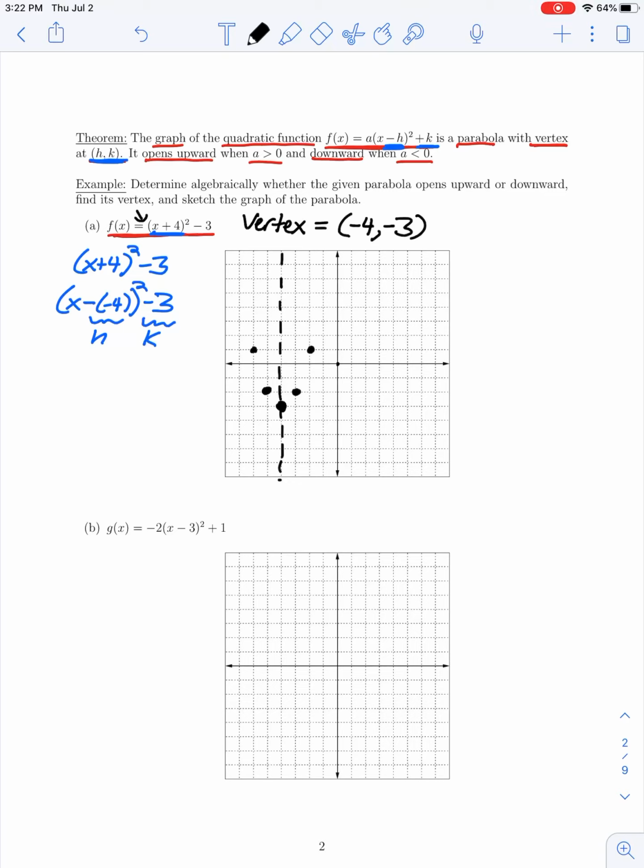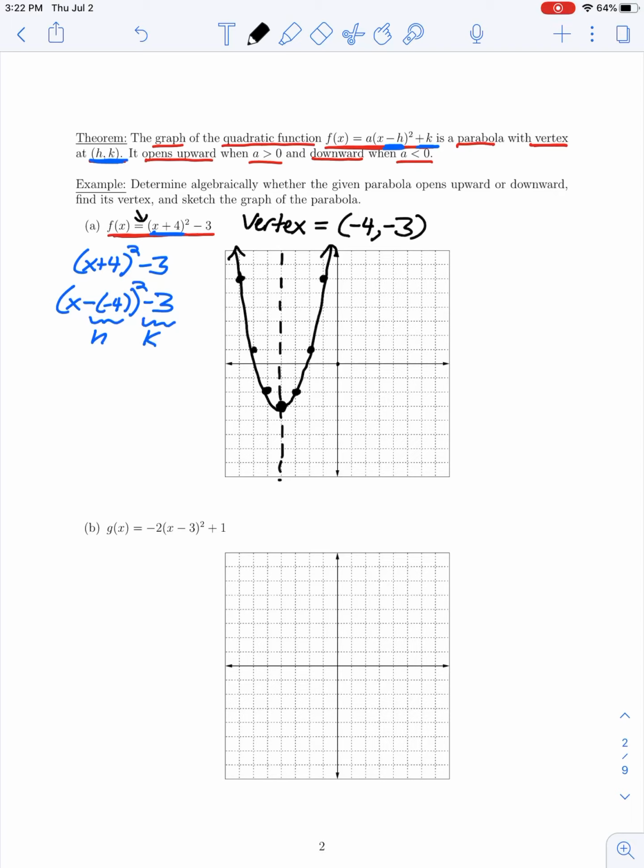So if we choose some other values, let's say x equals -1, we would have 3 squared is 9 minus 3 would give us a value of 6. And if we move 3 units to the left of our axis of symmetry, we'd also have a y value of 6. So we start to visualize our curve in this way. So we have a parabola that looks something like this. Okay.